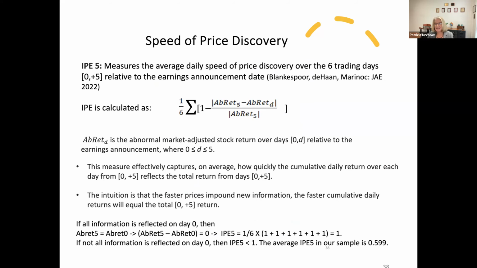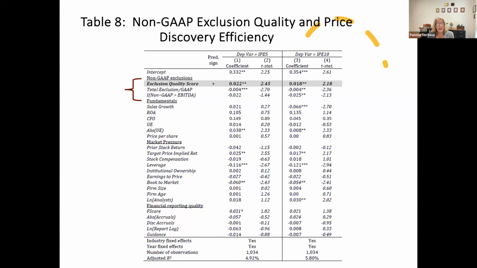And then we do some speed of price discovery tests, where you see how long it takes for the stock price to respond to the earnings announcement. And we took it from this paper by Blankespoor, Dechow, and Mayew, JAE 2022. And if it takes longer for investors to assimilate the information in the earnings announcement, then you could say that the information was kind of lower quality, in the sense that it was more difficult for people to understand what was going on at the company. And we look at that in table 8, and we find a relationship between the exclusion quality score and the time it takes for the information to get assimilated into price. So that was also what we were hoping for.